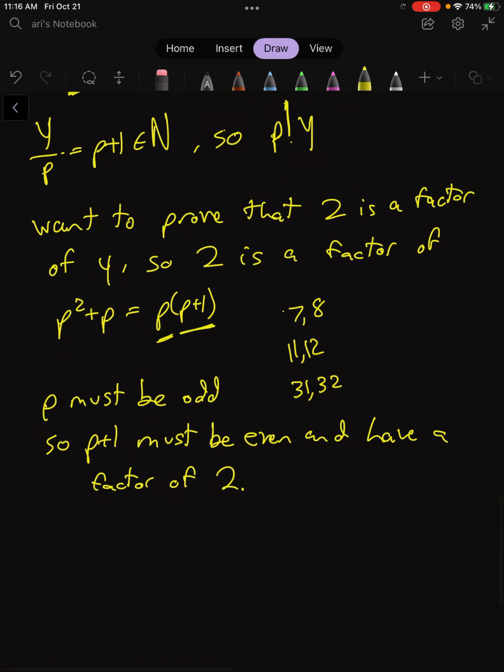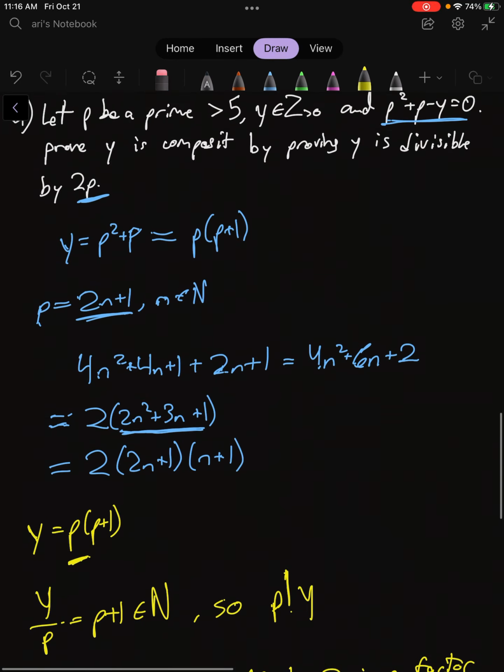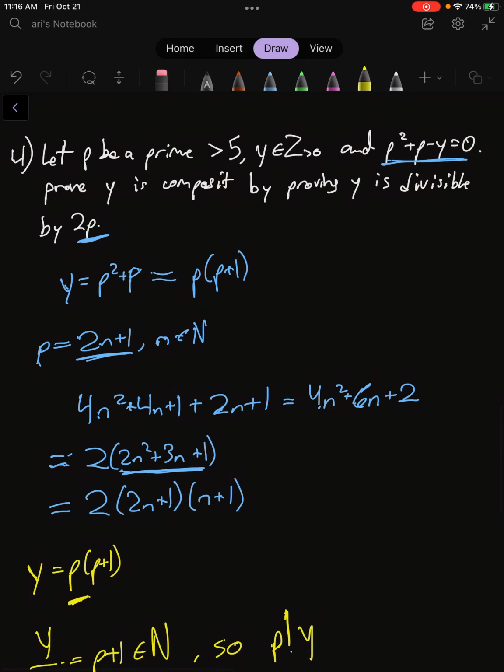And if you can show that y, which equals, again, p times p plus 1, has both a factor of 2 and a factor of p, that means it's divisible by 2p. So that's the proof, and I really enjoyed that.